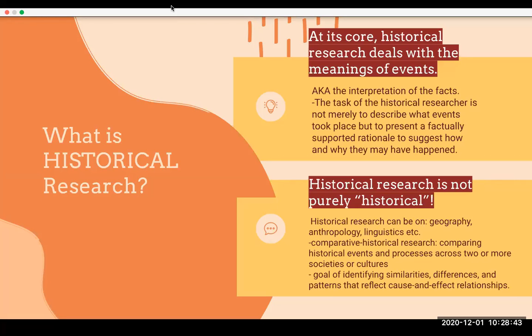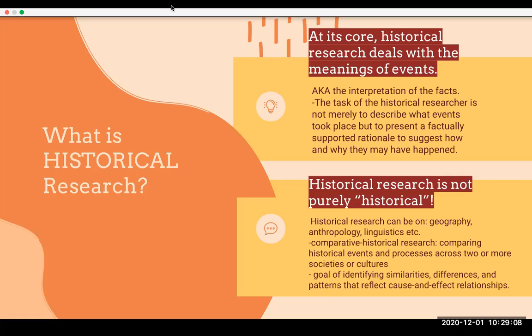Note, with the word historical, it's a common thing to get confused with history, or you think that everything historical has to be related to history. Well, this is not true because historical research is not purely what we think of as historical. Historical research can cover a variety of topics such as geography, anthropology, linguistics, etc.